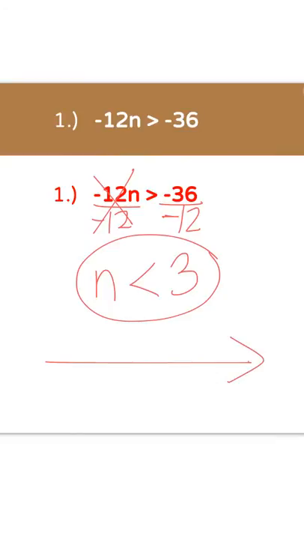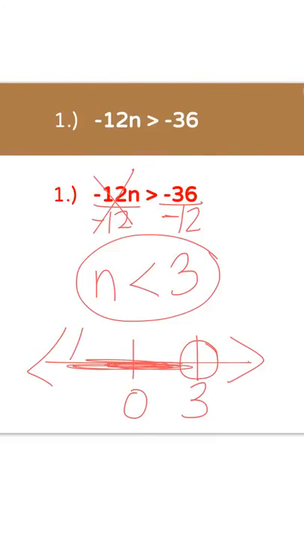Then you draw your number line, your 0, and your 3. Because it's only less than, it stays as an open circle, and less than goes to the left. You will have an open circle at 3 with an arrow to the left.